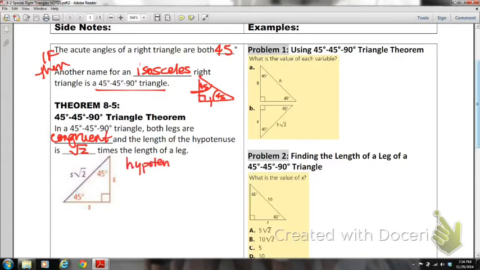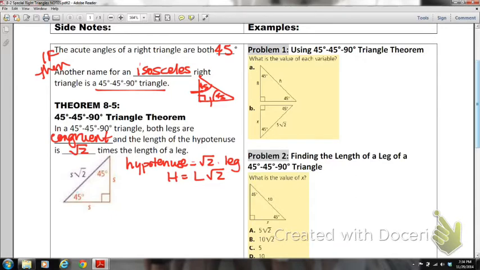Hypotenuse is equal to the square root of 2 times a leg. Or you could say that h is equal to leg times the square root of 2. So let's look at where that formula comes from, and that'll help you remember it. It comes from the Pythagorean theorem.